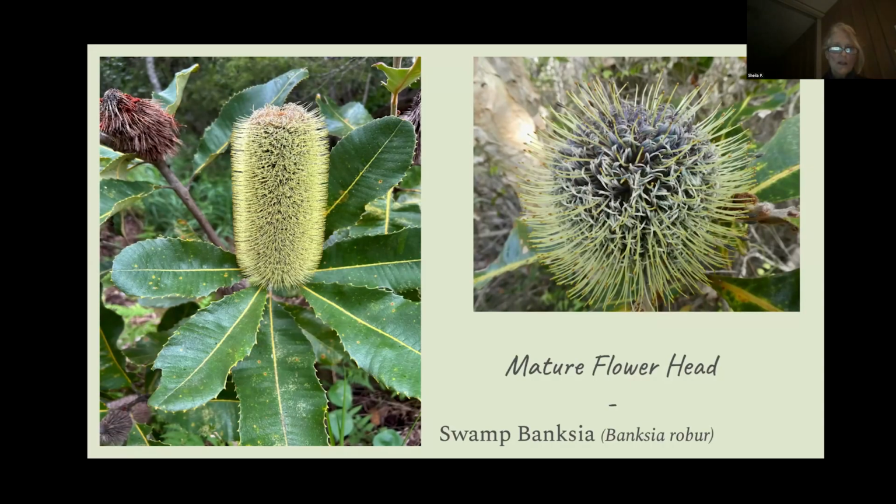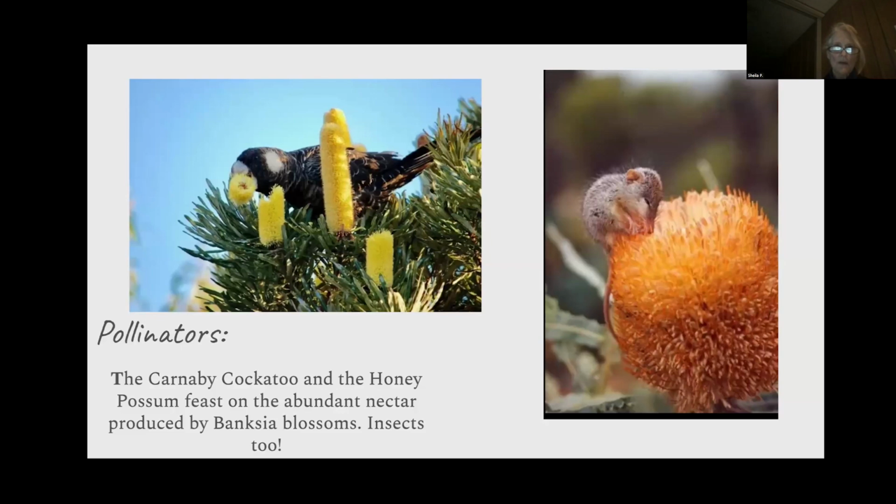So as you can imagine, with hundreds and thousands of flowers on each flower head, they produce enormous quantities of nectar. And sure enough, animal pollinators feast on banksia flower heads. On the left, we have a Barnaby cockatoo, and it is feasting. We also see honeyeaters and other parrots that feed on banksia flowers when they're ripe, mature.